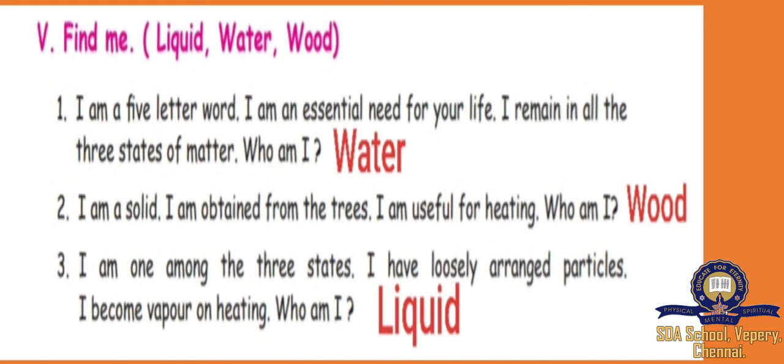The second one, I am a solid. I am obtained from the trees. I am useful for heating. Who am I? See, what is that? Liquid, water, wood. Three options are there. Liquid is useful for heating and obtained from trees? Nothing. Water? No. So it is wood. It is solid. Wood is solid, obtained from trees and useful for heating, right?